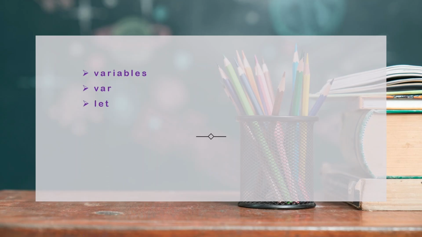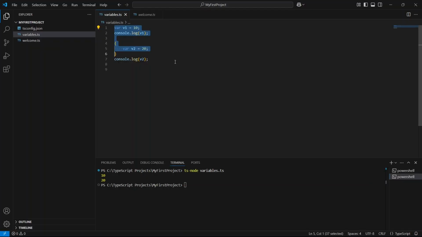Let is also used to declare variables in TypeScript, but it has block scope, so it is better to use let because it limits the scope and it is the recommended way to declare variables when the value will change. We'll see an example for this. Go to your Visual Studio and open the variables.ts file. Just to make the code clear, I'm going to comment out the code. I will explain about comments in a separate video. For now, the code with comments will be ignored while executing.